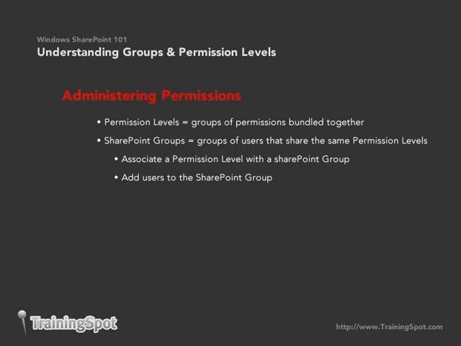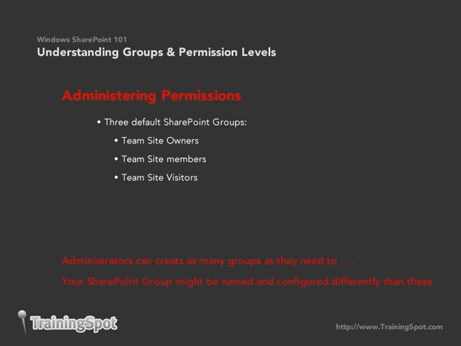So instead of adding a user, determining which of the 33 individual permissions that user should be allowed to perform on each site and subsite in your environment, the administrator can simply create a permission level and create a SharePoint group and associate it with the permission level, and then add people to the SharePoint group. There are 3 default SharePoint groups, but administrators might need to create dozens depending on the size of your organization. The 3 default SharePoint groups are team site owners, team site members, and team site visitors.